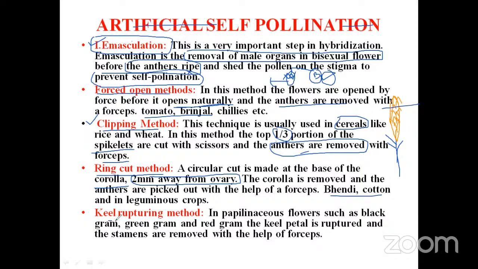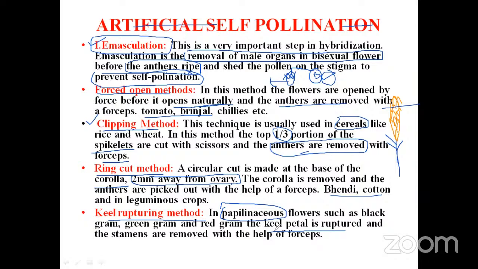And keel rupture. In Papilionaceae flowers, not only black gram and green gram but red gram and all pulse crops, the keel petal is ruptured and the stamens are removed, because in the Papilionaceae flower the anthers and stamens are protected inside the keel petal.